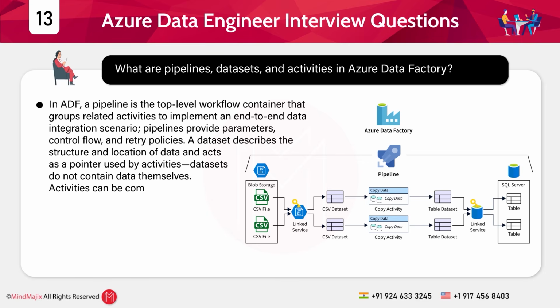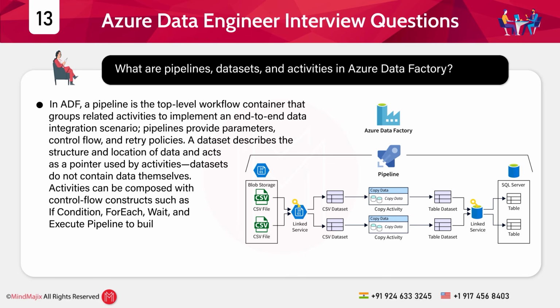Now, if you talk about activities, an activity is a single action inside a pipeline, and it basically represents a unit of work. Activities can be composed with control flow constructs such as if condition, for each, wait, and execute pipeline to build complex orchestrations.